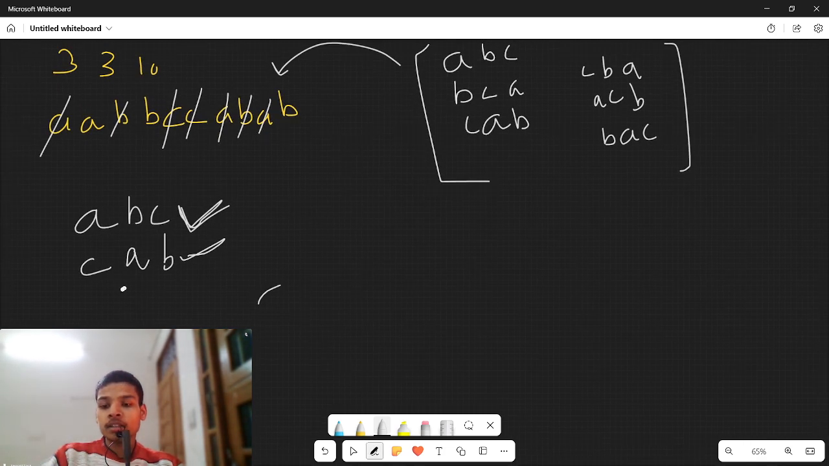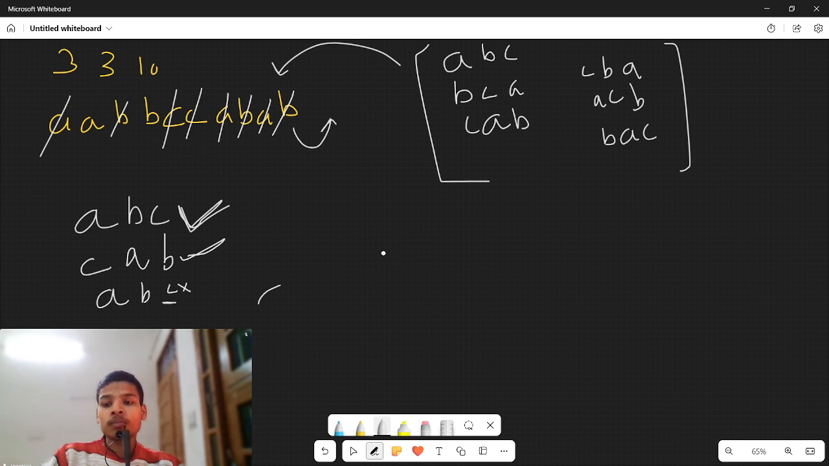Now I'm getting A, so I will write it here. Now I'm getting a B, I will write it here, right? Now you can see my string is empty, but there is a requirement of one more C here, which I haven't got, which means the answer of this case is no, right? Okay, this is how I can get whether the answer is possible or not, by only backtracking the array.